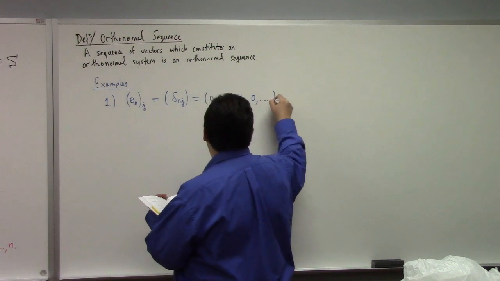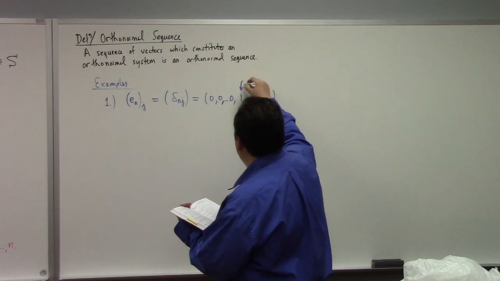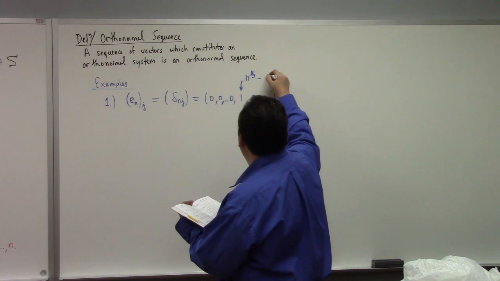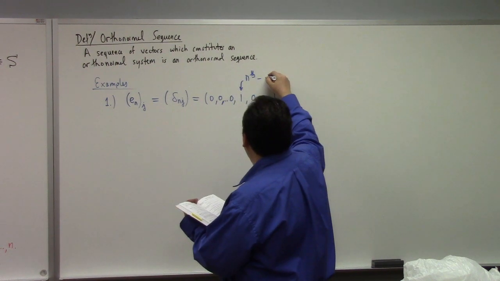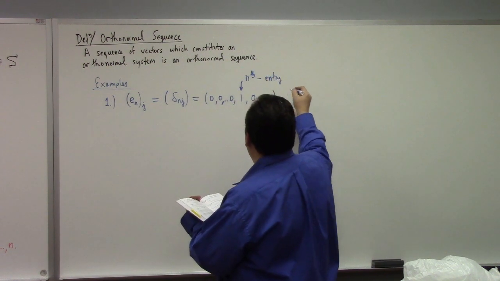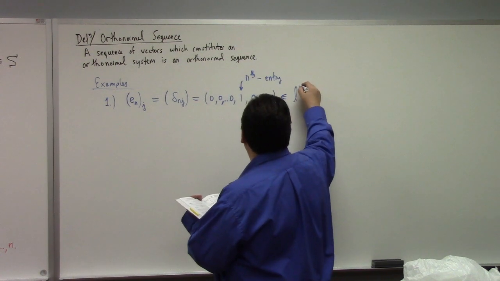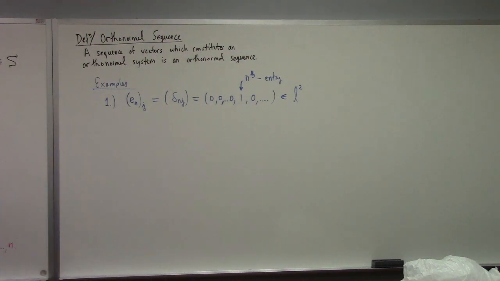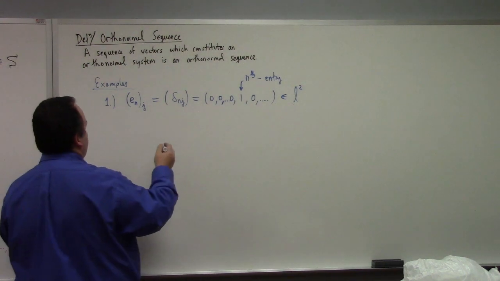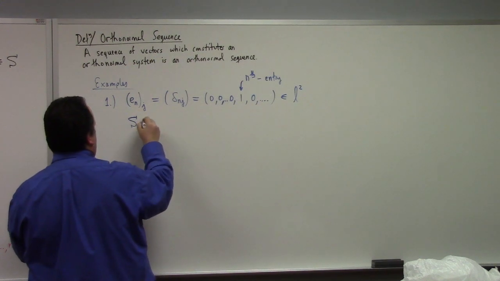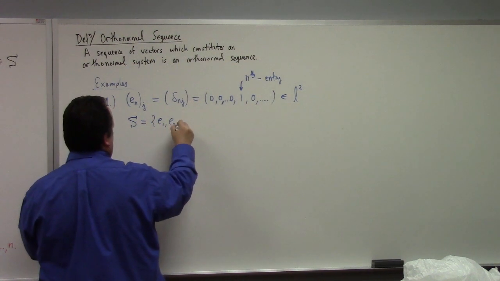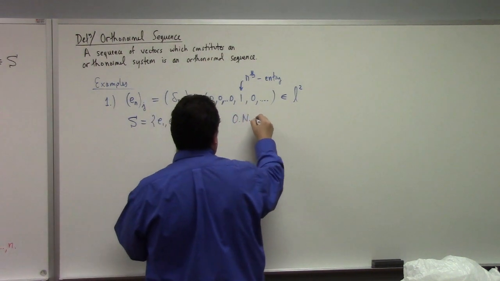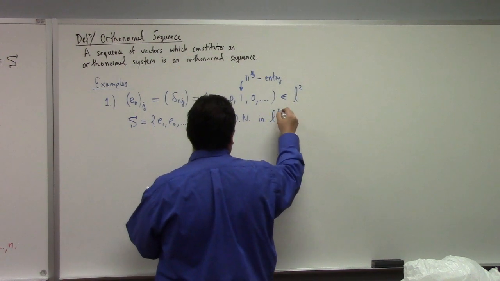But it goes on and on. So of course that's the nth entry. So these are elements of L2, right? He says this is an orthonormal system in L2. So S equal to e1, e2, and so on gives an orthonormal system in L2.